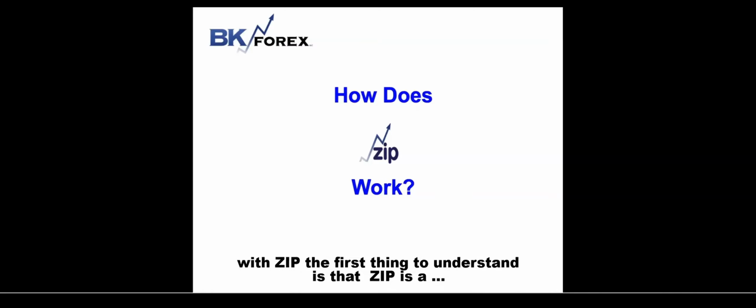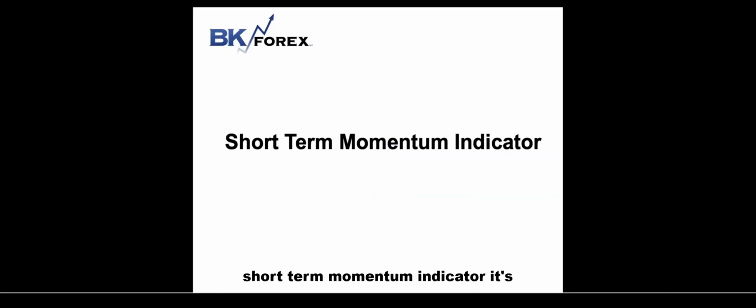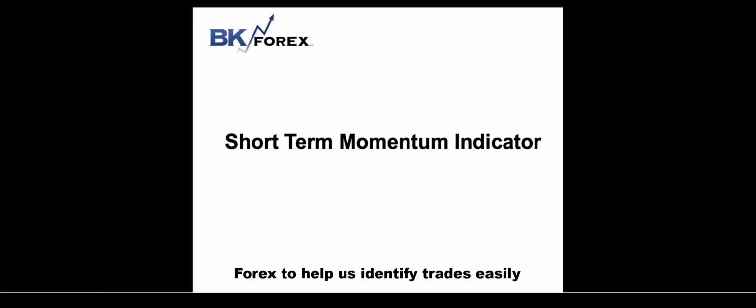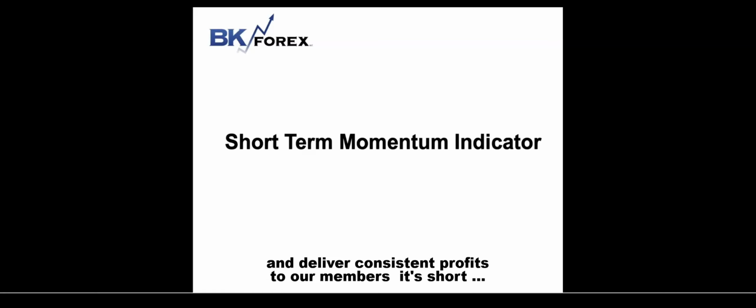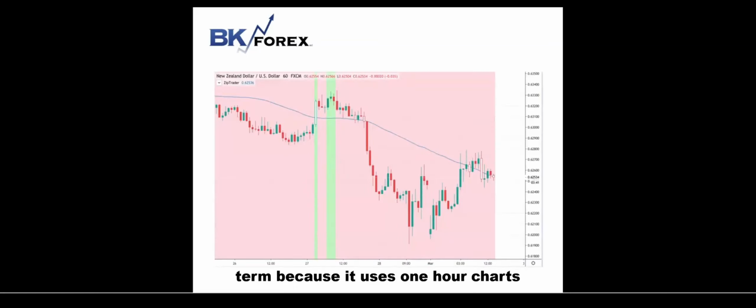How can we make pips with ZIP? The first thing to understand is that ZIP is a short-term momentum indicator. It's a members-only visual tool that we developed here at BK Forex to help us identify trades easily and deliver consistent profits to our members. It's short-term because it uses 1-hour charts.